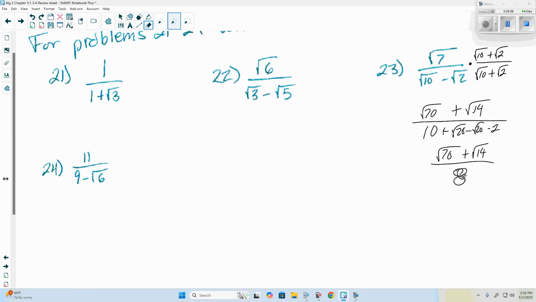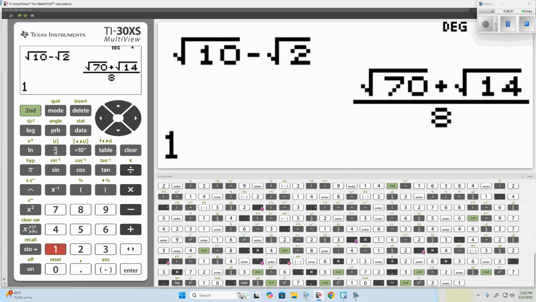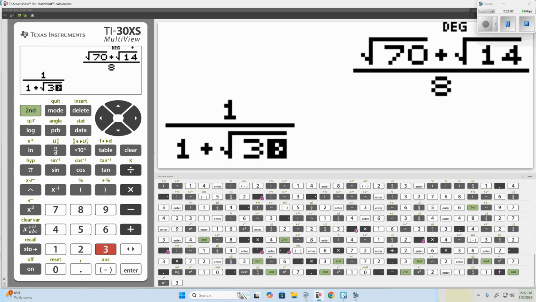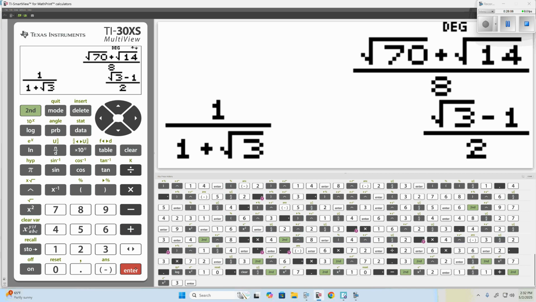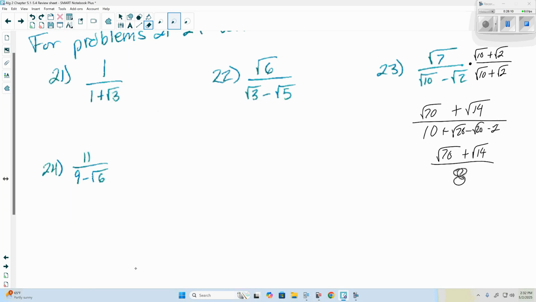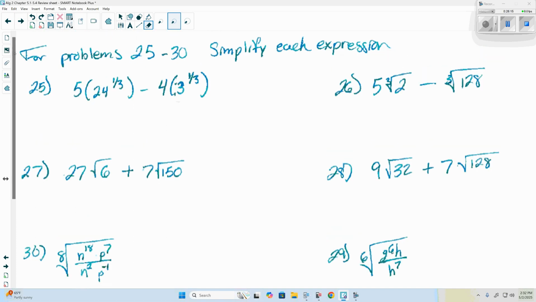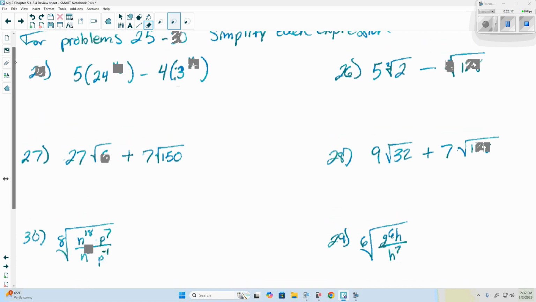1 over 1 plus square root of 3. I'm plugging it in. There won't be one specifically like 25 on the test. I'm not going to give you one where you have to simplify 24 to the 1/3. It does simplify. It's actually 8 times 3 to the 1/3, so 2 times 3 to the 1/3.